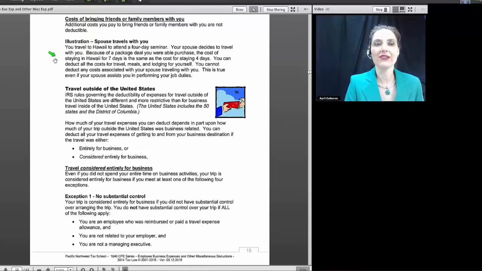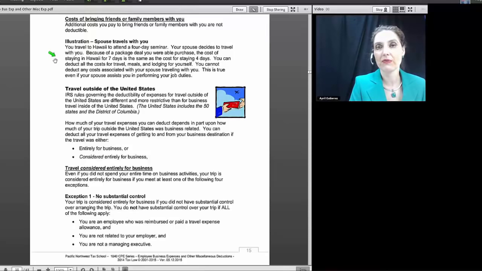Now, you can deduct all the costs for your travel, meals, and lodging for yourself, but you cannot deduct any of the costs associated with your spouse traveling with you. And this is true even if your spouse assists you with performing your job duties. Some people have jobs where spouses are almost expected to travel with them, and there was probably a time in the past where it was a legal deduction, but it has not been the case for many, many years.